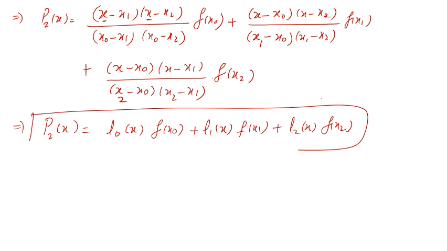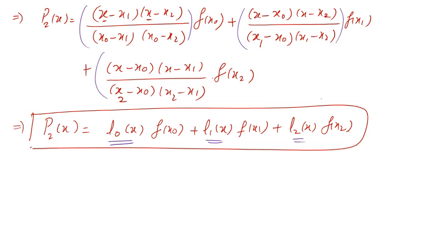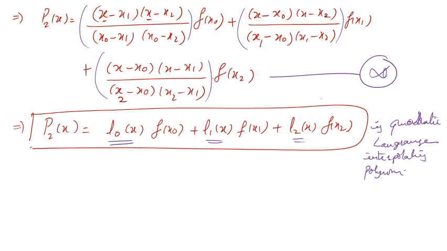This is the form. And what is L naught? L naught is this bracket. And what is L1? This bracket. And what is L2? This bracket. Okay, this is the quadratic Lagrange interpolating polynomial. Either you remember this or you remember this, where, see how to remember.